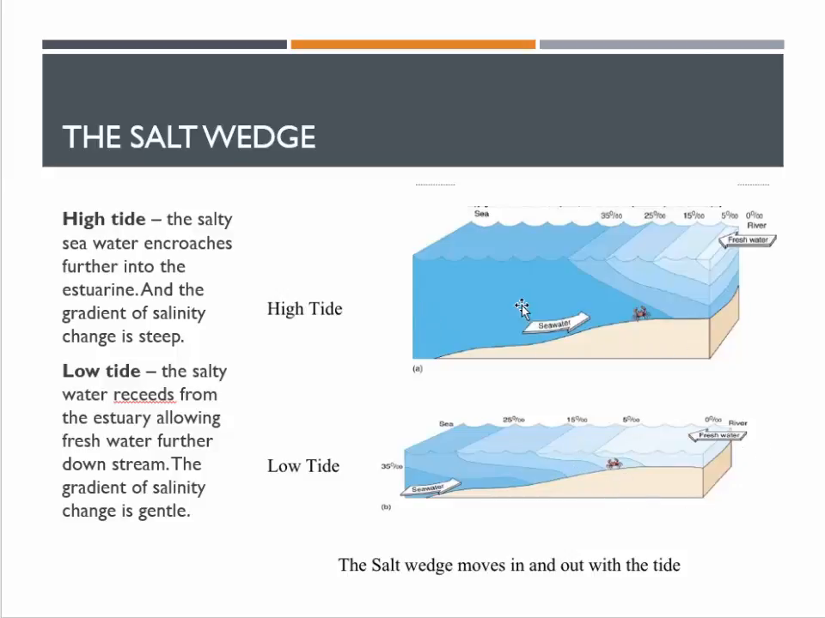You can see that in high tide that wedge is quite steep, and in low tide it's quite shallow. This represents the gradient change, so this is a very quick change from this point here all the way up to here, in terms of the distance in the water body. Whereas if we go from here to here, it's significantly longer in low tide.